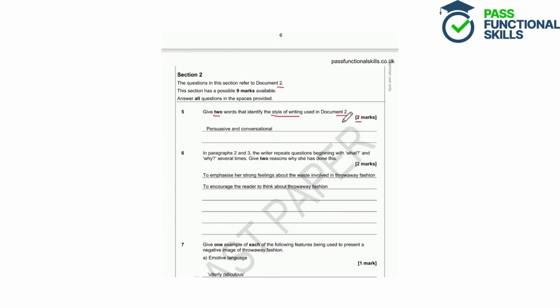in document 2. So when we talk about style of writing, this is just the overall sort of word choice, sentence structure, language used by the writer. We can have things like informal, formal, persuasive, informative, those sorts of things. But we need to look at the word choice and sentence structure to work out the style of writing.